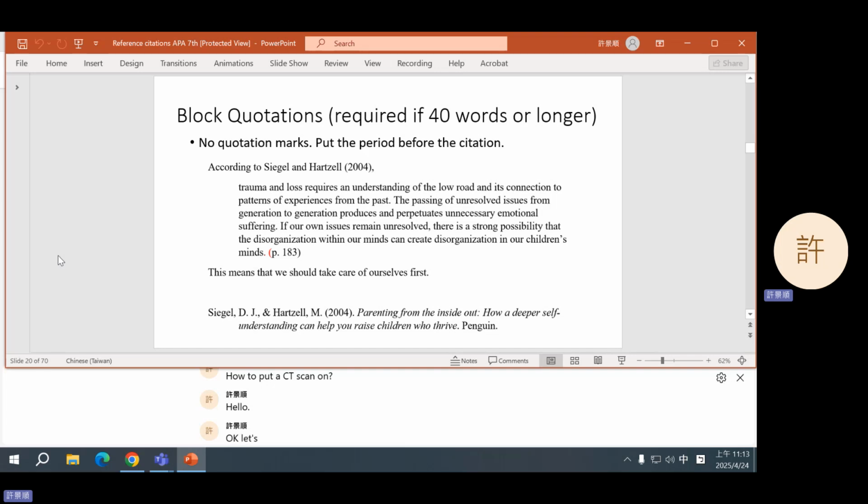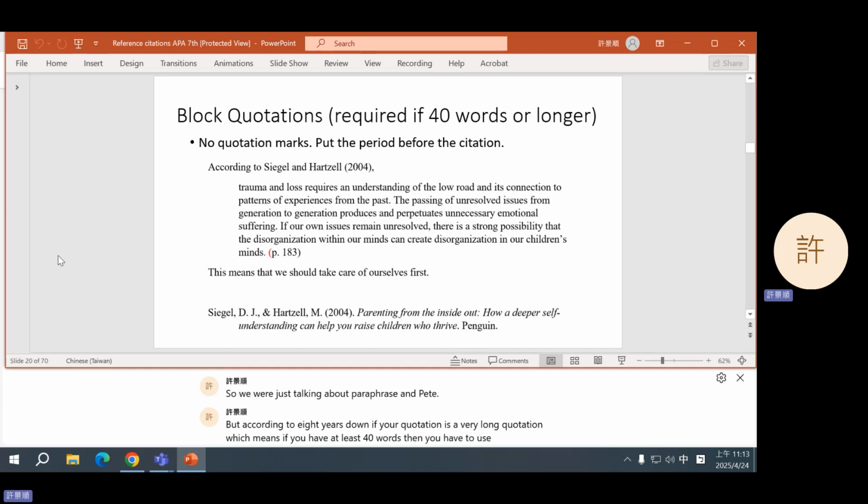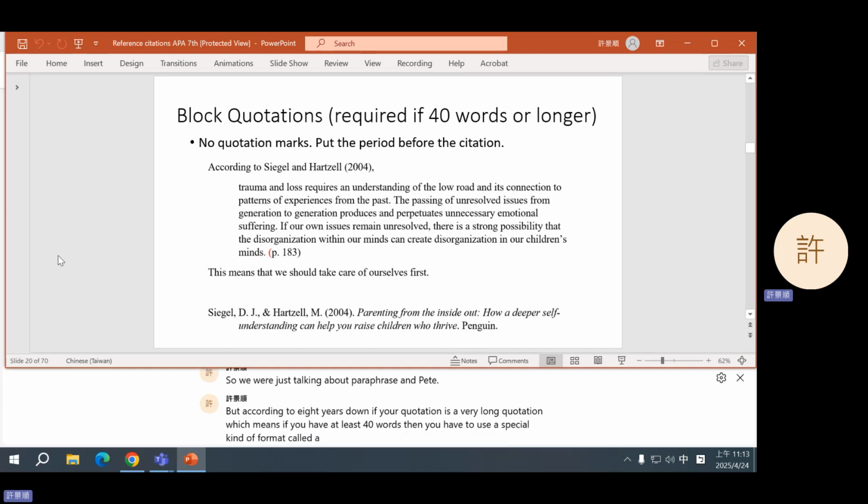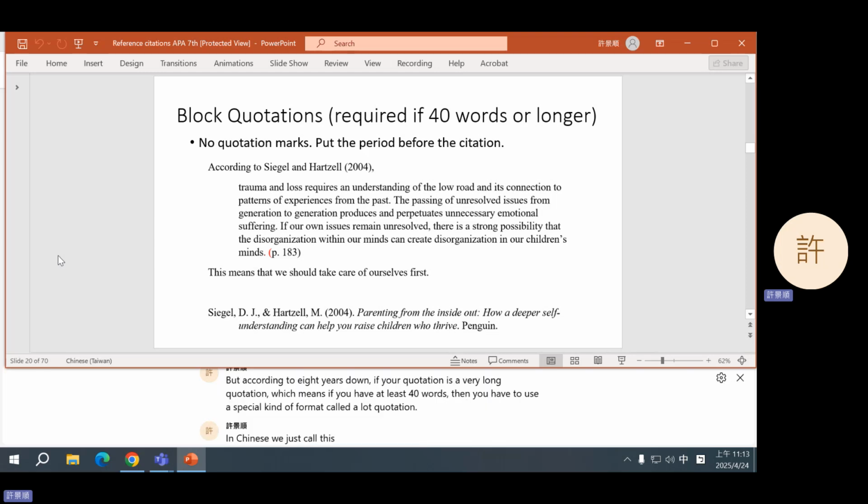Okay, let's continue. So we were just talking about paraphrase and quotation marks. But according to APA style, if your quotation is a very long quotation, which means if you have at least 40 words, then you have to use a special kind of format called a block quotation. In Chinese, we just call this 长篇笔记. So if you look at this example, the edge of the paper is here. Your block quotation should be indented once. 要缩排一次.